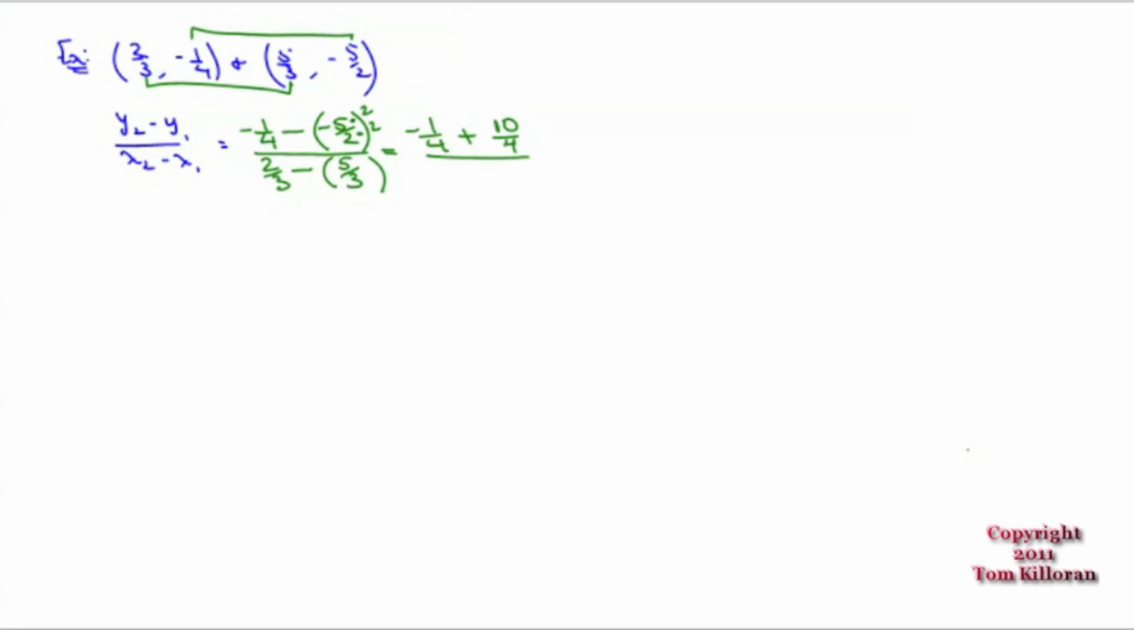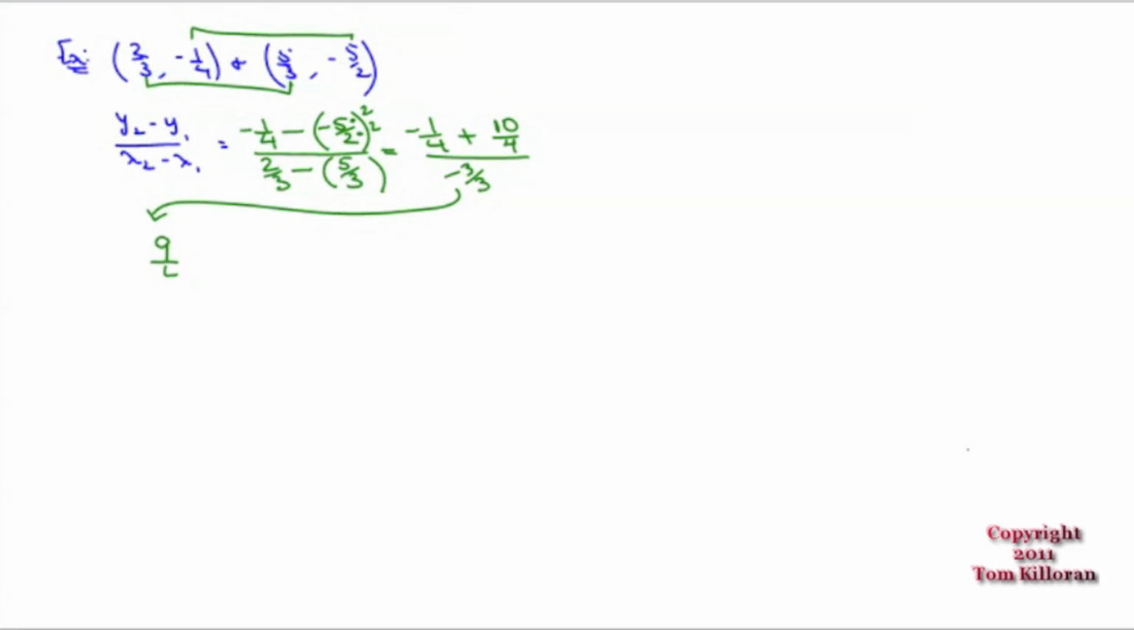2/3 minus 5/3. What kind of 3/3? Negative 3/3. What's negative 3/3 though? Negative 3/3 is negative 1. So whatever happens, all I have to do is divide by a negative 1. So the top is negative 1/4 plus 10/4, which is negative 9/4.